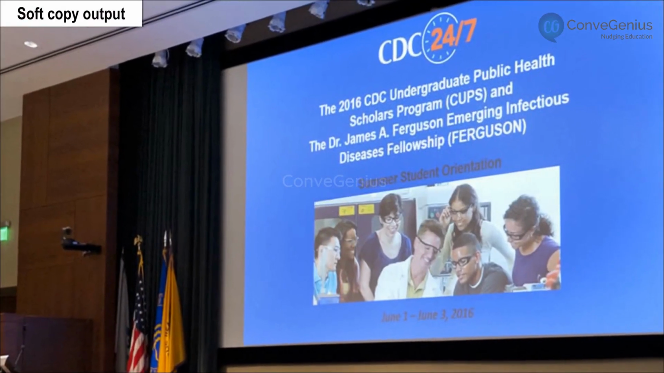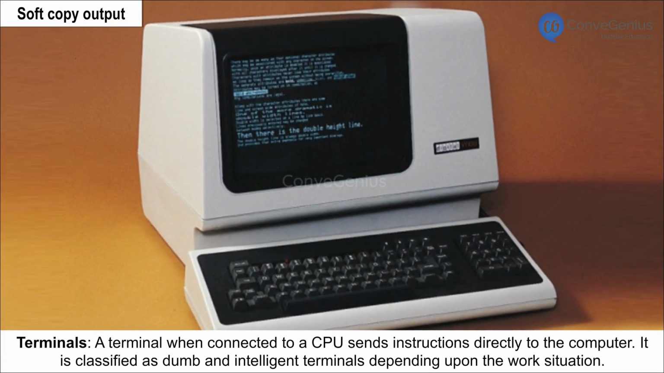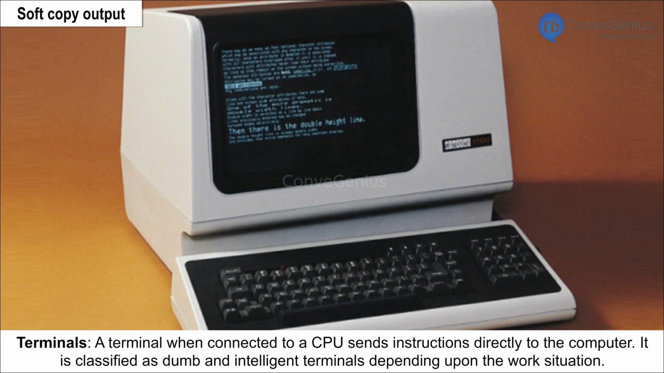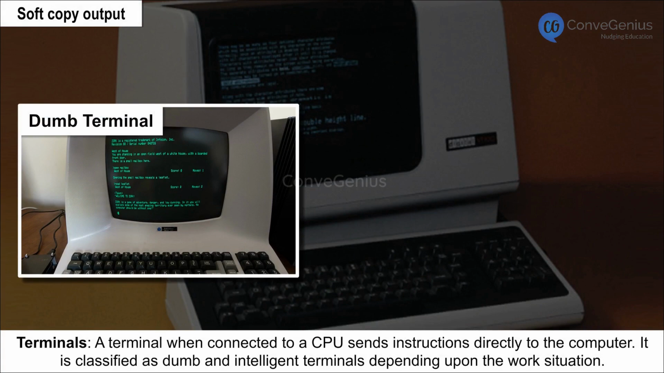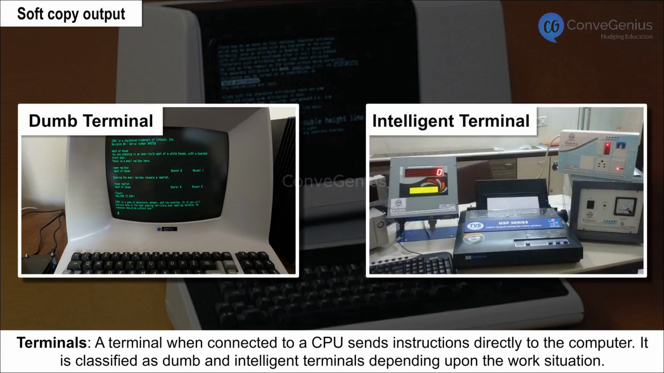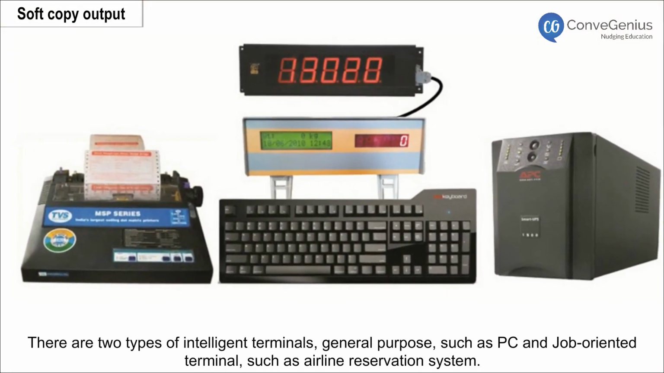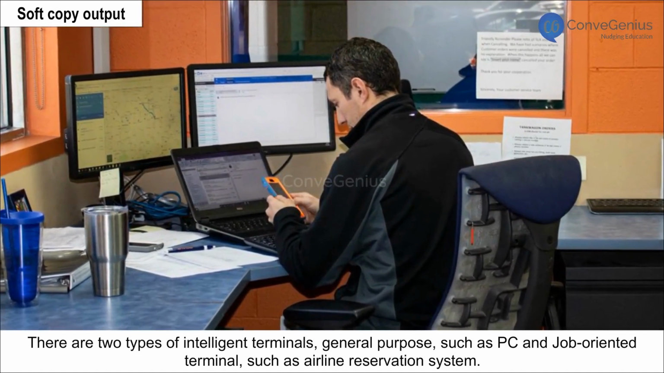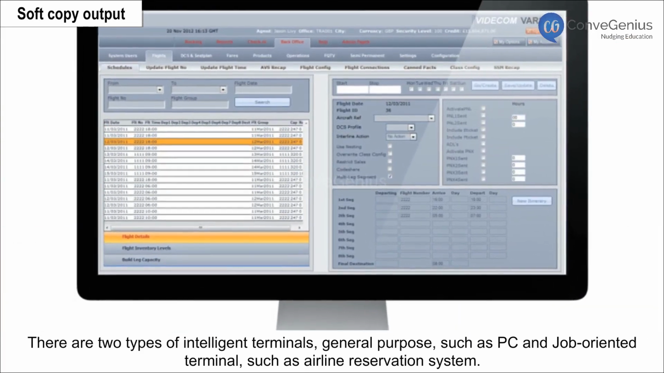Soft copy output. Terminals. A terminal, when connected to a CPU, sends instructions directly to the computer. It is classified as dumb and intelligent terminals, depending upon the work situation. There are two types of intelligent terminals: general purpose, such as a PC, and job-oriented terminals, such as an airline reservation system.